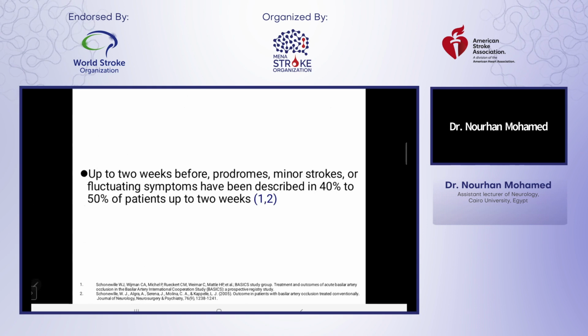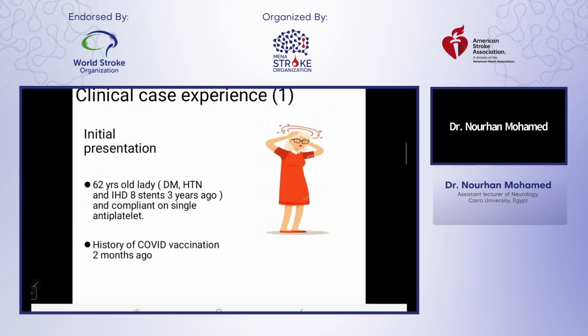And then I'm going to talk about our case. She is a female, 62 years old, diabetic and hypertensive for years, with ischemic heart disease and 8 stents 3 years ago. She is compliant on a single antiplatelet. She had a COVID vaccination 2 months ago whose nature we do not know.